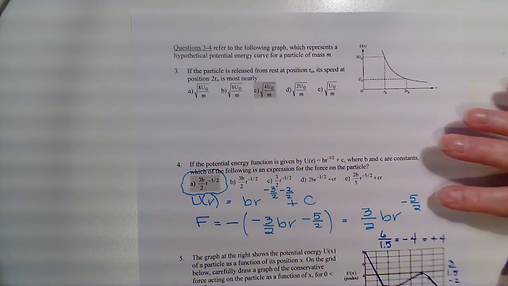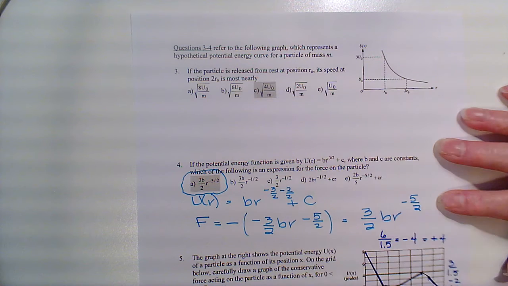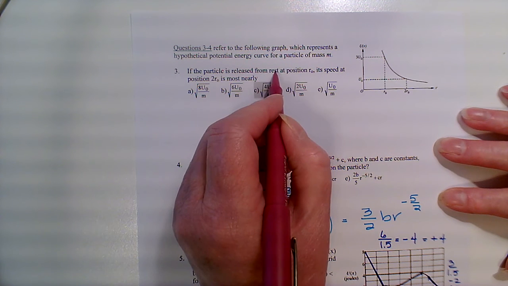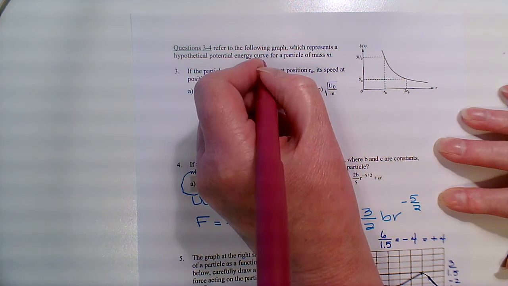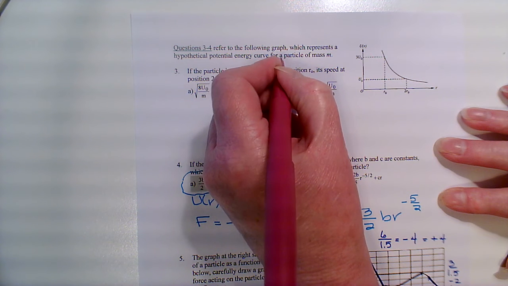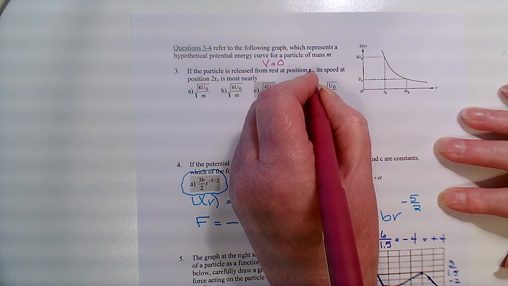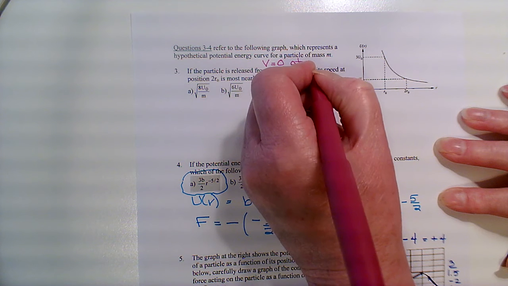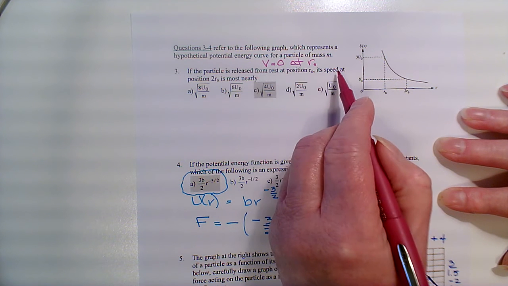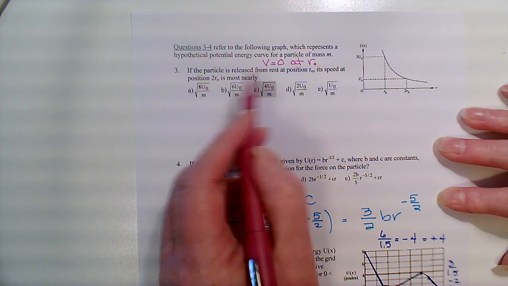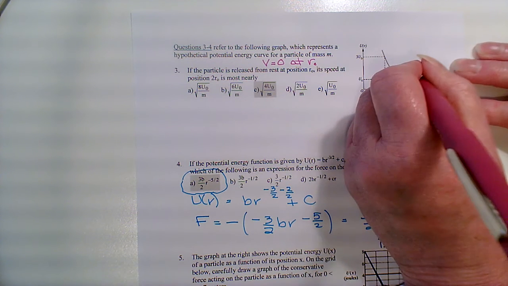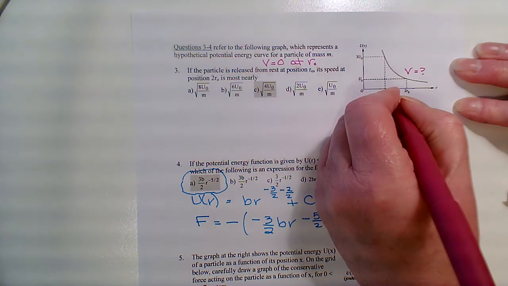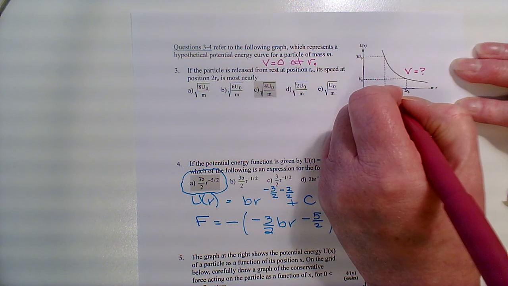So on number 3, they give us a potential energy curve. But the question is, if the particle is released from rest, so it has an initial velocity of 0 at position R0, its speed at position 2R0, I want to know what the velocity is right here, when I know that the velocity at R0 was 0.